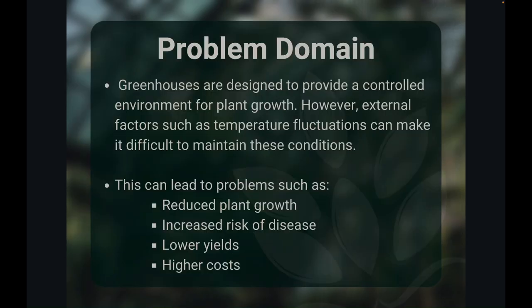So what is Greenhouse 2.0? In order to address this problem domain: greenhouses are designed to provide a controlled environment for plant growth. However, external factors such as temperature fluctuations can make it difficult to maintain these conditions. This can lead to many problems such as reduced plant growth, increased risk of disease, lower yields, and higher cost.